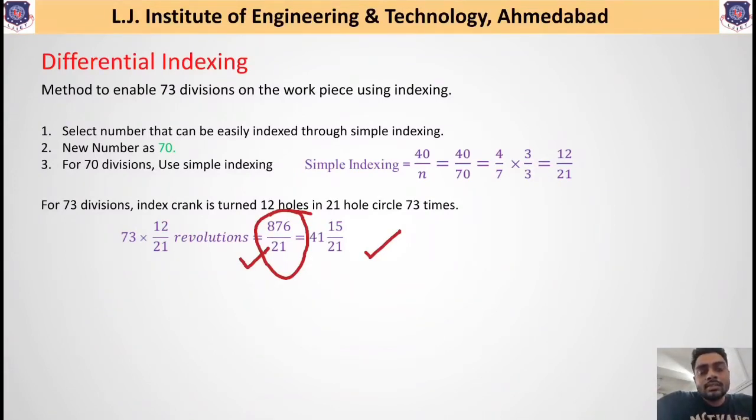And as we know, for one complete revolution of the workpiece there is a worm and worm gear arrangement available, and due to that arrangement 40 revolutions of the crank pin result in one complete revolution of the workpiece. But over here we have given 41 complete revolutions, that means we have given extra movement to that workpiece to obtain this 73 division.